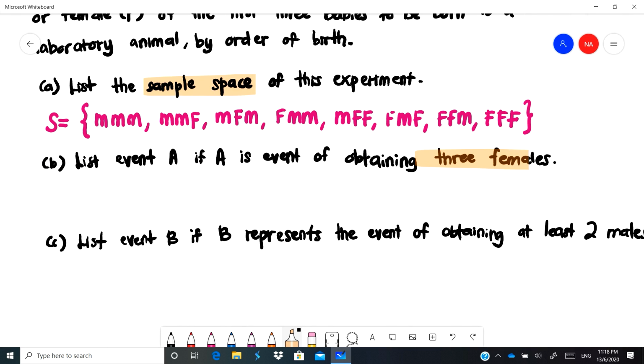Now we list event A, which represents the event of obtaining 3 females. We can put this in set form. All 3 females is of course only this one, so female, female, female. This is the only possible outcome for event A.